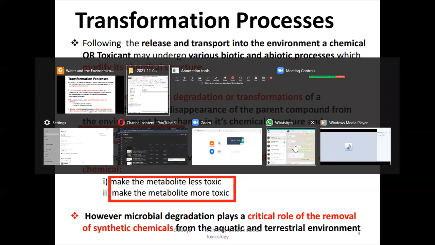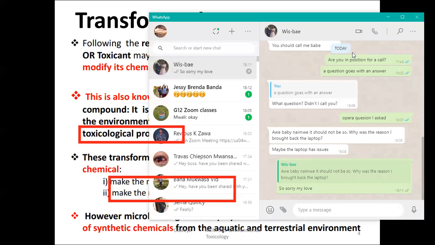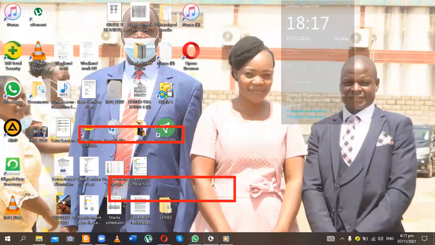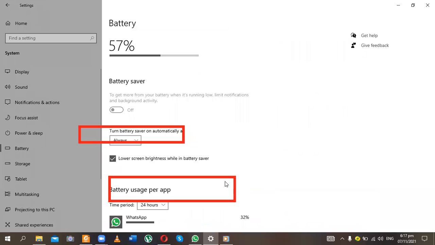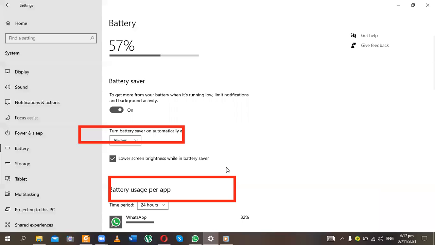Because if a compound undergoes, I'm just trying to check for the battery percentage. Sorry. No, it's draining. I think it's got issues.